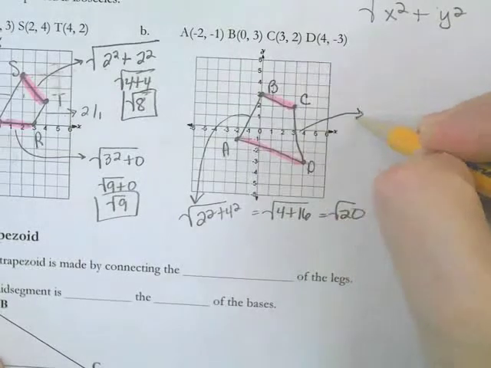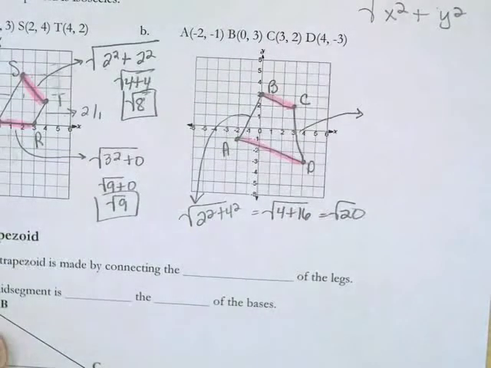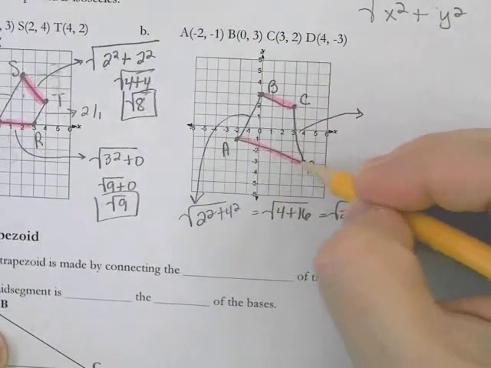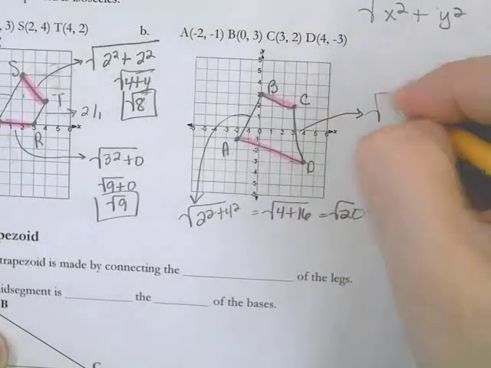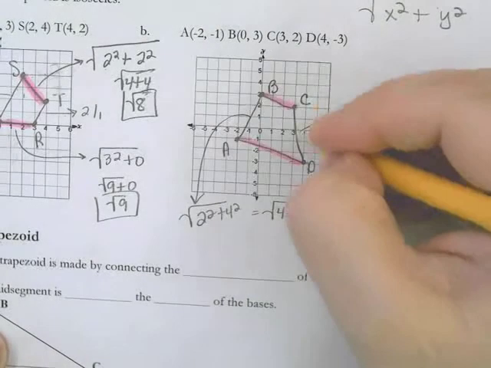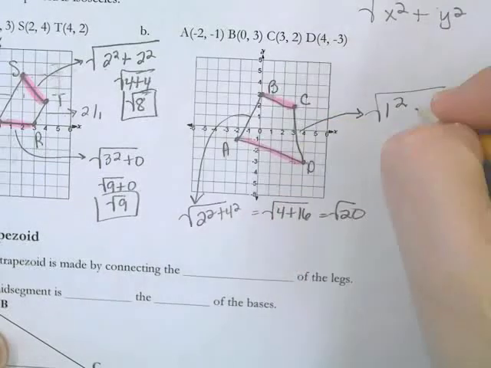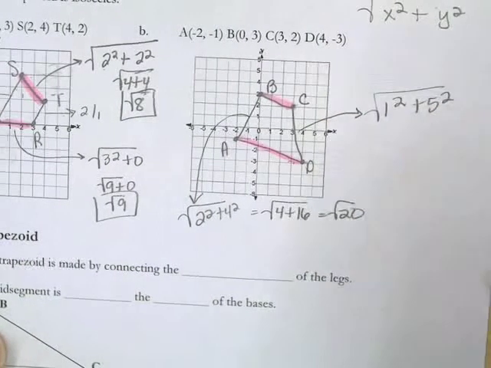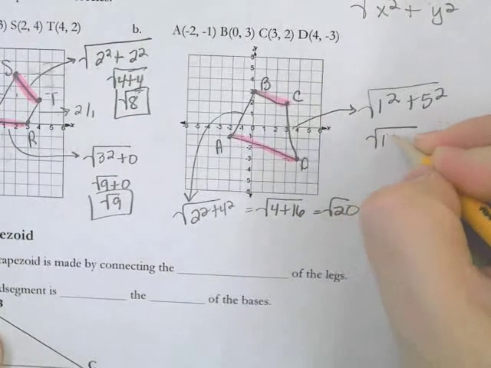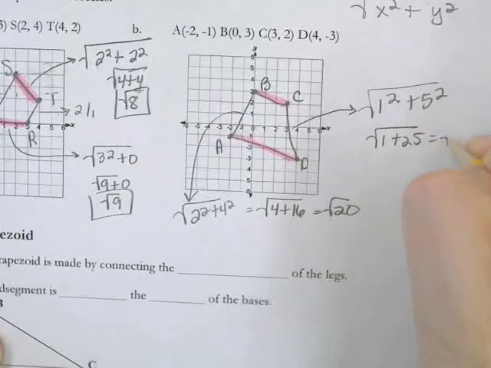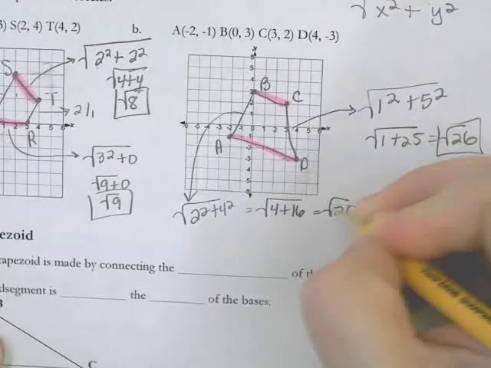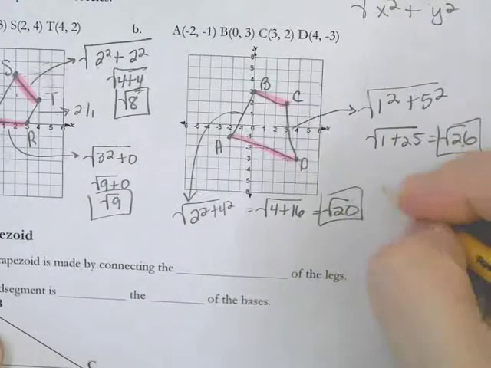All right, well, let's look at this. The difference left and right is 1. 1 squared. The difference up and down is 1, 2, 3, 4, 5. 5 squared. Well, 1 squared is 1 plus 25 is the square root of 26. Again, these numbers are different, so it's not isosceles.